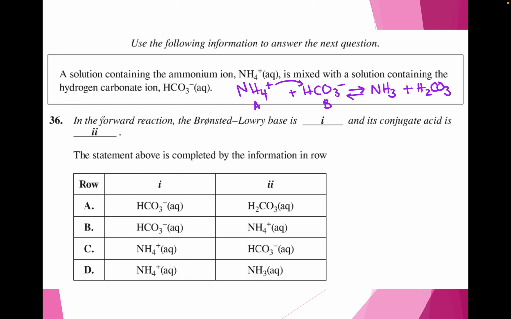Now from here, it says in the forward reaction, so we're reading it from left to right, the Bronsted-Lowry base is going to be the HCO3 negative. So not NH4 positive, because that can only act as an acid. And its conjugate acid. So a conjugate acid and a conjugate base differ by just one hydrogen. So they're really similar in chemical composition, except in one you have one hydrogen, and in the other you have two. So it's a difference of one. So we wouldn't pick this one. So your answer is A.